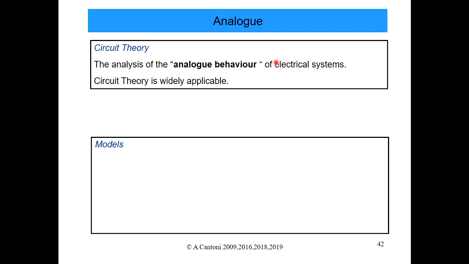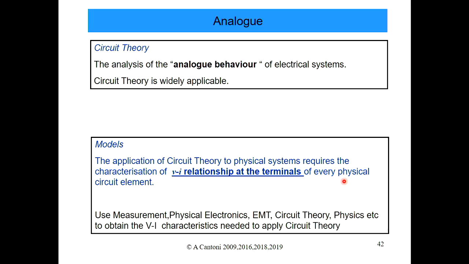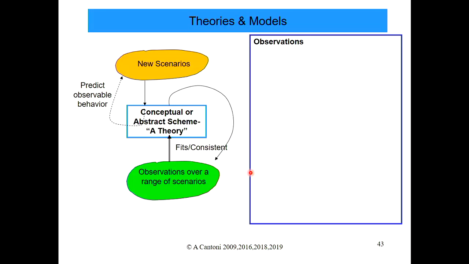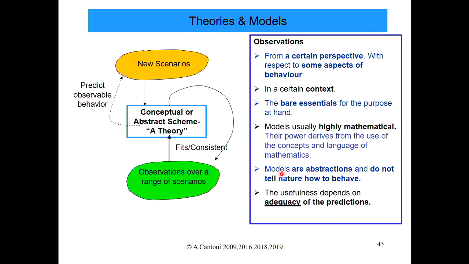Okay, for the analysis of analog behaviour, electrical circuit theory is widely applicable. We use the application of circuit theory, which requires the calculation of VI relationships at the terminals of every physical circuit element. And we can use different things to actually get those models. So I was talking more about what I said earlier, about abstraction and making models. You just want to get the bare essentials for the purpose at hand. The usefulness depends on the adequacy of the predictions.